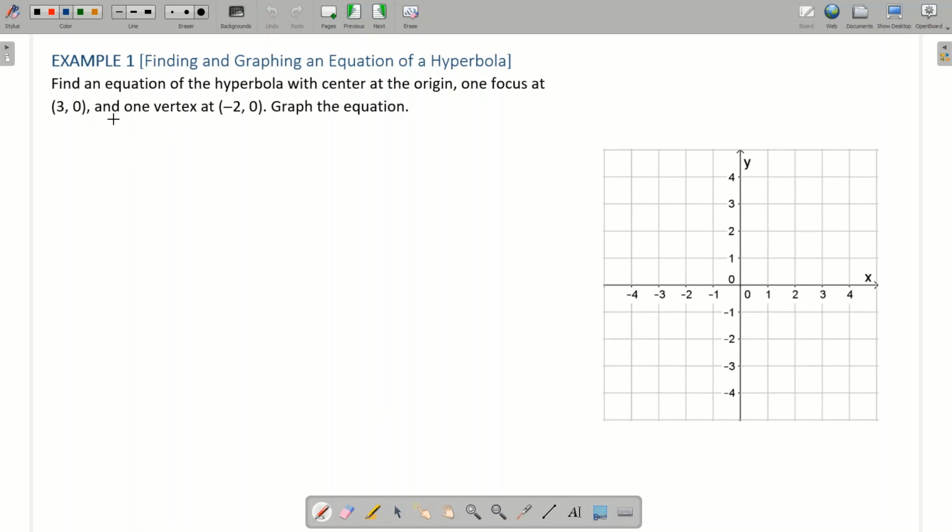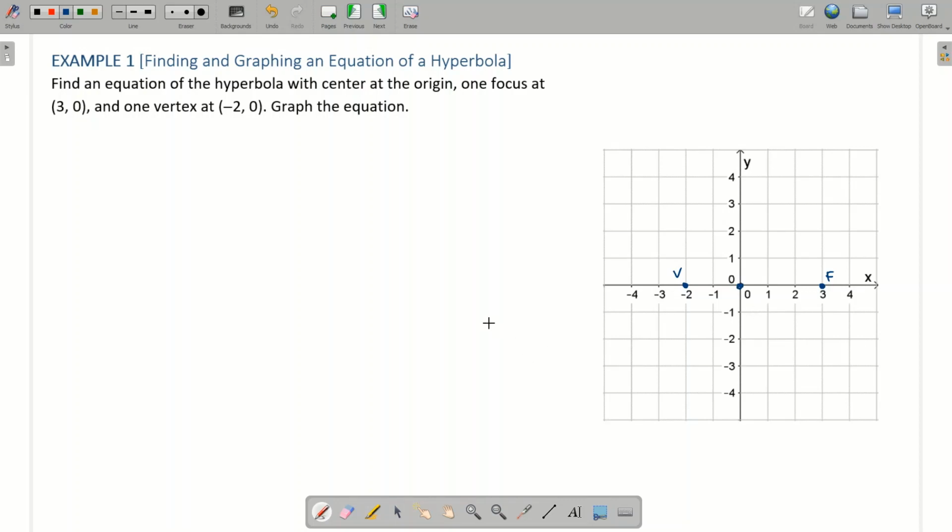Okay, let's try our first example. It says find an equation of the hyperbola with the center at the origin, one focus at 3, 0, one vertex at negative 2, 0. We're going to graph that equation. So let's start with the points. We've got a point here, 3, 0, that is a focus. And we have a vertex at negative 2, 0. And then it also said that the center was at 0, 0.